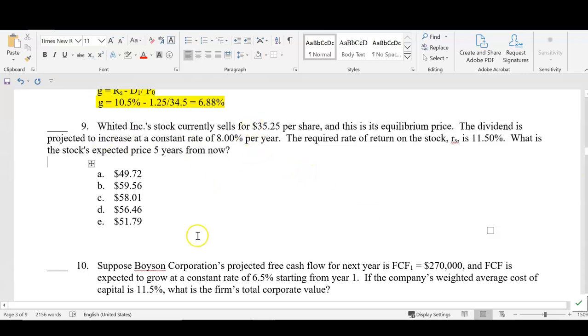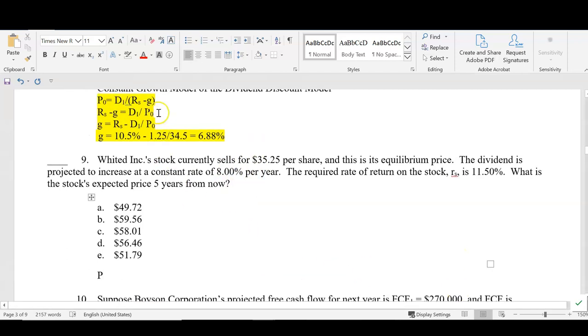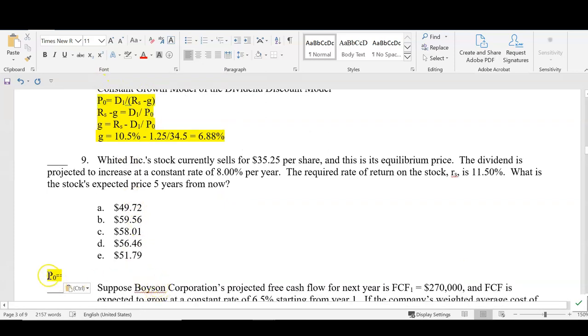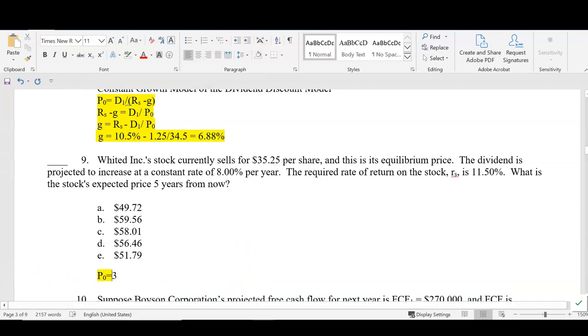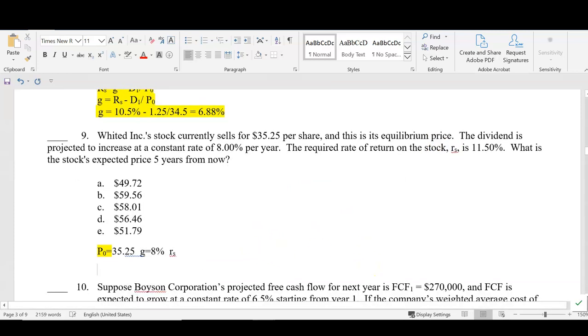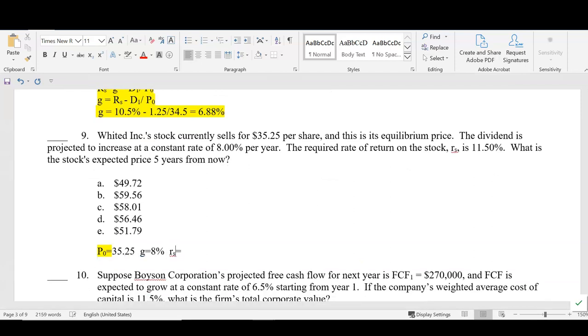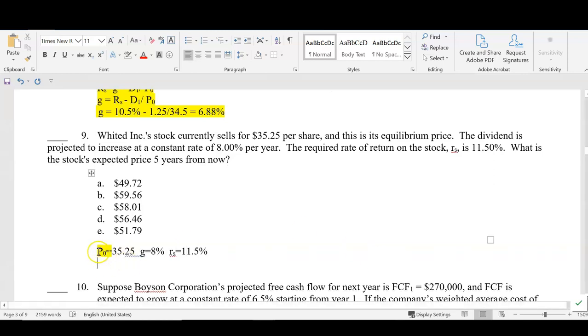Okay, so here we know P0 equals 35.25. We also know G equals 8%, and RS equals 11.5%. Okay, we're looking for P5.